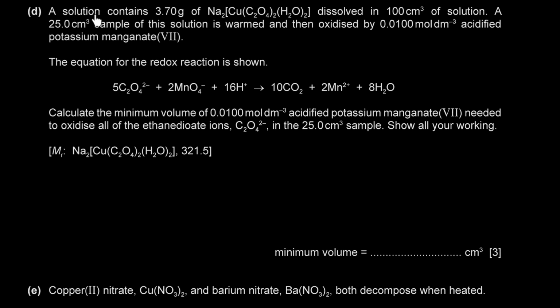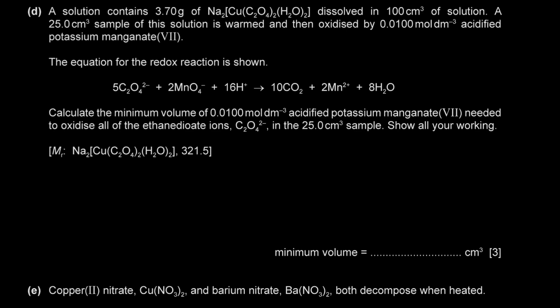Part D says a solution contains 3.70 grams of this salt dissolved in 100 cm³ of solution. A 25 cm³ sample of this solution is warmed and then oxidized by 0.01 mol per dm³ acidified potassium manganate(VII). The equation for the redox reaction is shown. Calculate the minimum volume of 0.01 mol per dm³ acidified potassium manganate(VII) needed to oxidize all of the ethane dioate ions in the 25 cm³ sample.